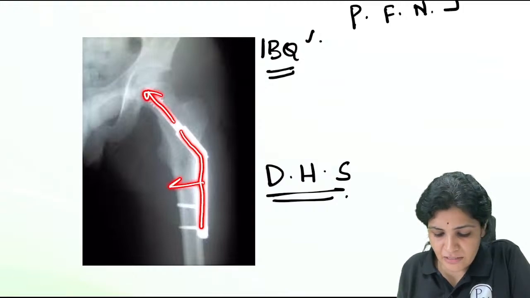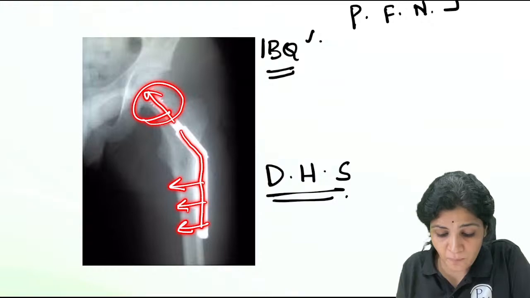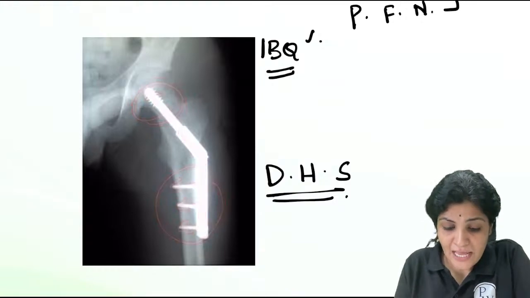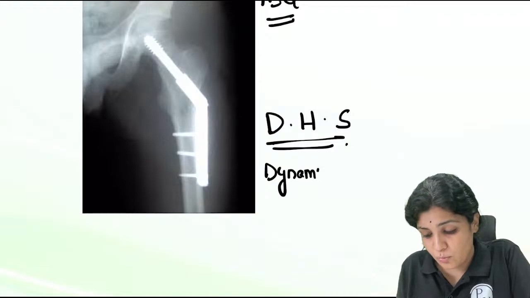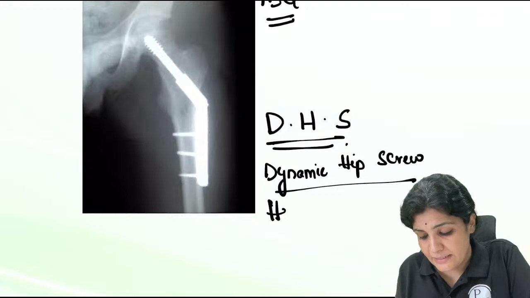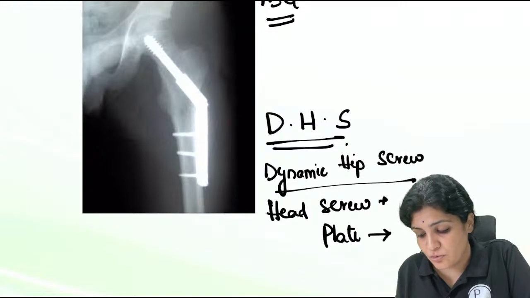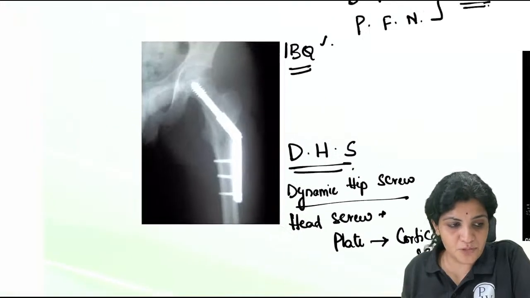And this plate is fixed to the bone by the cortical screws. So this is the head screw and these are the shaft screws. And this is called the dynamic hip screw. So whenever you see a head screw plus a plate, and this plate is fixed to the bone by the cortical screws, this is a dynamic hip screw.